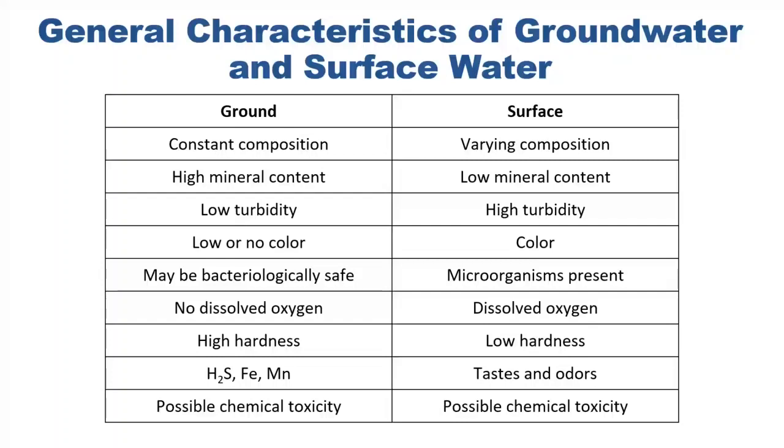In groundwater, high hardness is present, while in surface water, low hardness is present. In groundwater, there are hydrogen sulfide, iron, and manganese, while in surface water, taste and odors are present. Both groundwater and surface water have possible chemical toxicity.